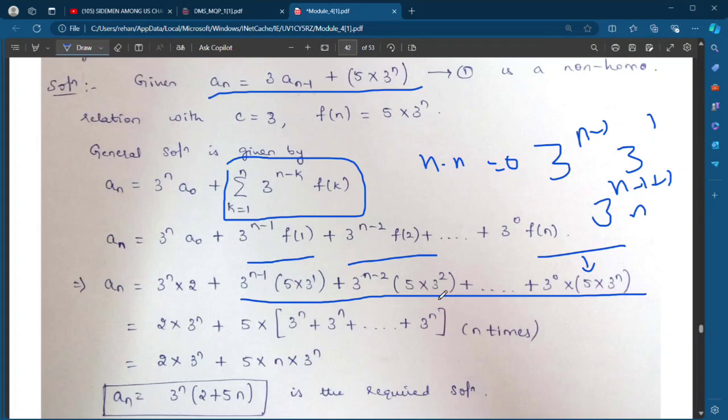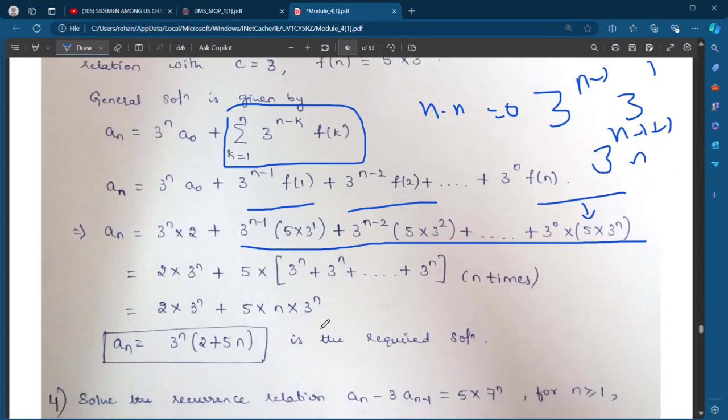In the same way, 3 power n minus 2 into 3 power 2. The bases are the same, and the powers, n minus 2 plus 2, give only n. Like that, similarly, until the end I will have only 3 power n plus 3 power n plus 3 power n. N number of times I have 3 power n. So what I will do, I will write it off as n into 3 power n.